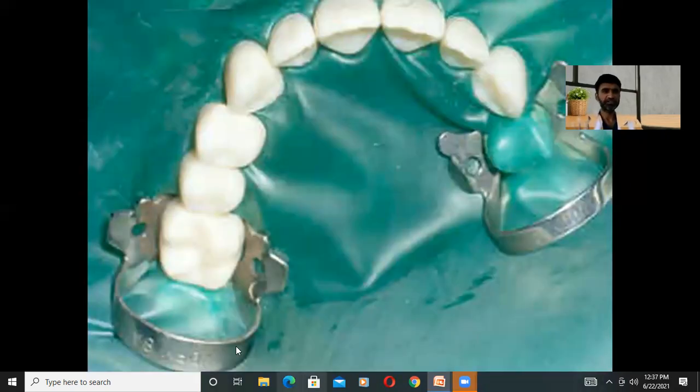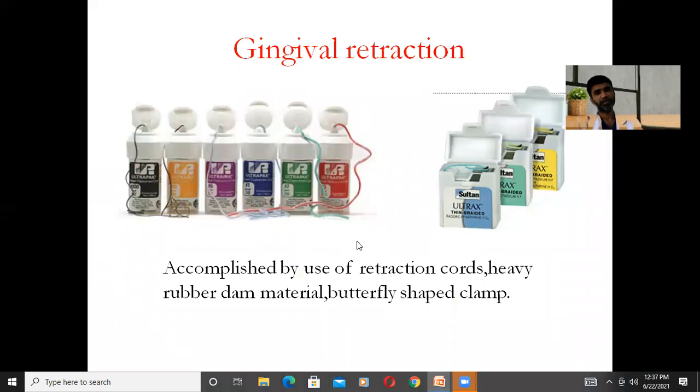And these are the techniques as we mentioned earlier. The bow is placed distal, and one is winged and the other one is rounded. And in isolation, we have to see about the gingival retraction cord.